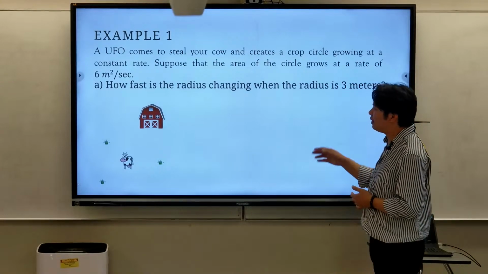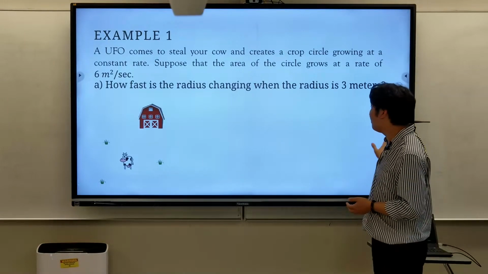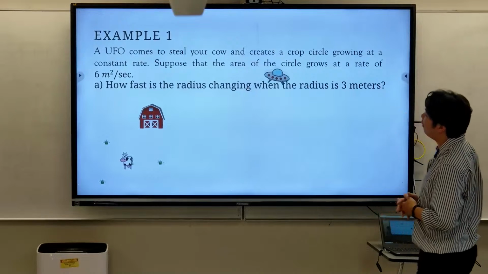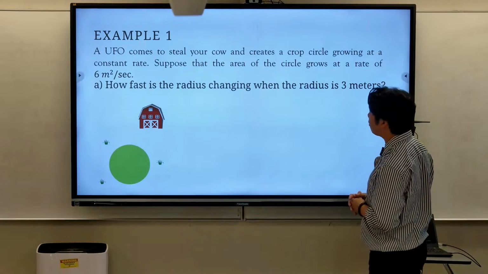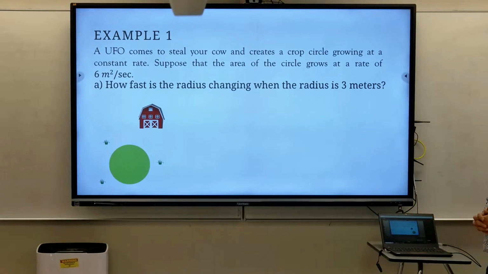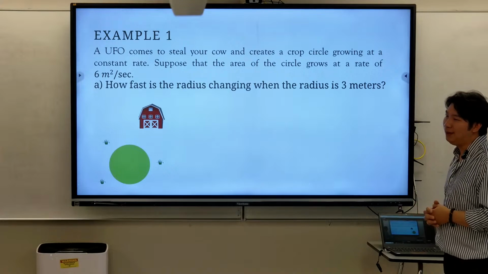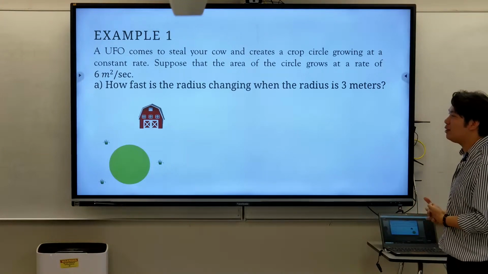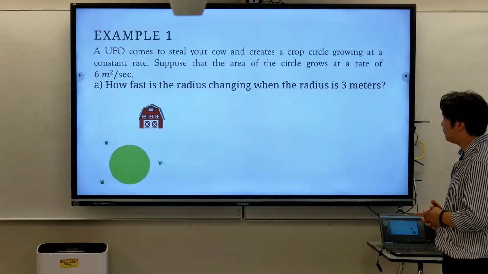So before I read this question, as you probably expect, I have a little bit of animation here. Here I have a cow. So I have a UFO. It comes, it takes the cow, and it leaves behind a crop circle. So my question is, how fast is the radius changing when the radius is exactly 3 meters? So we have not encountered a problem like this yet so far. The closest thing we've done is an application of position, velocity, and acceleration. So the question is, how do I even deal with this?